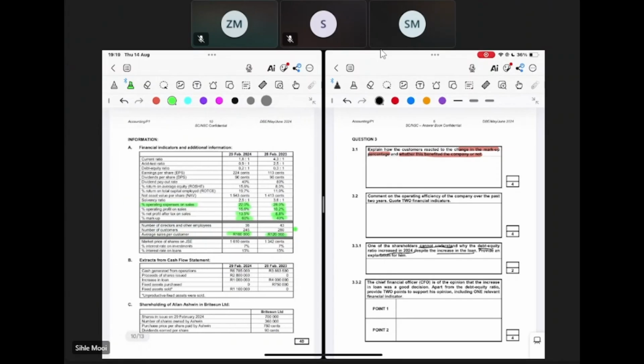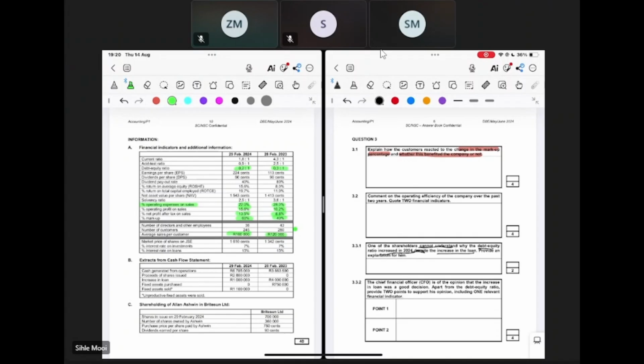Now, information. Okay, so they don't understand why it increased. So let's see what happened here. Your debt to equity ratio went from 0.3 is to 1 to 0.2 is to 1. So they're saying that one of the shareholders, they don't understand why this happened despite the increase in the loan.